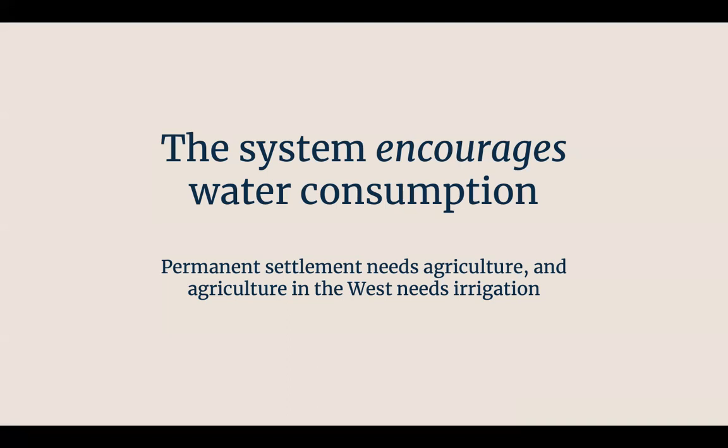And the reason why that is can really be boiled down to the simple fact that if there's going to be permanent settlement in such a dry place, you have to facilitate agriculture somehow. And if you're going to have agriculture, you've got to have irrigation. And so the way to have a substantial population in the West is to create a system where irrigation is cheap and easy.